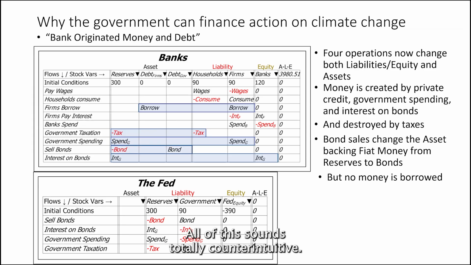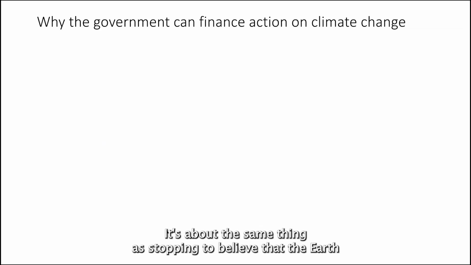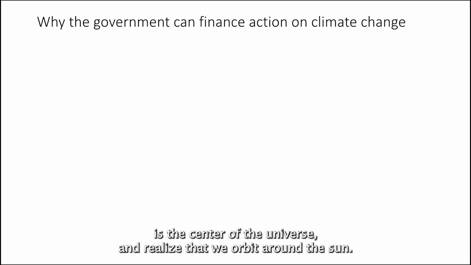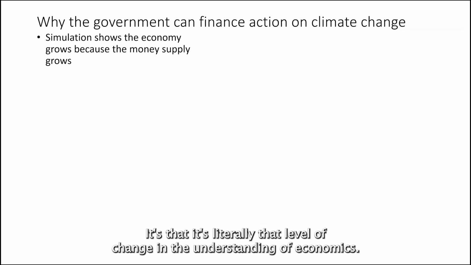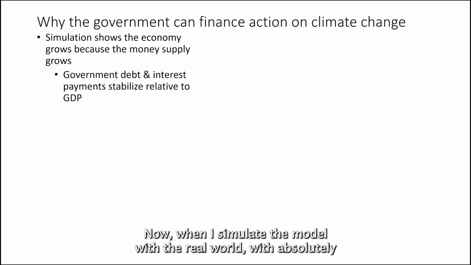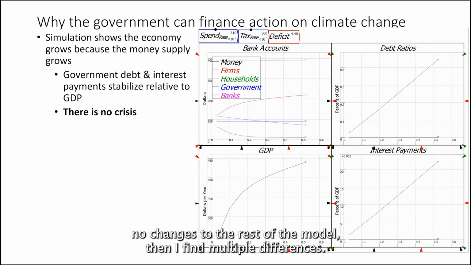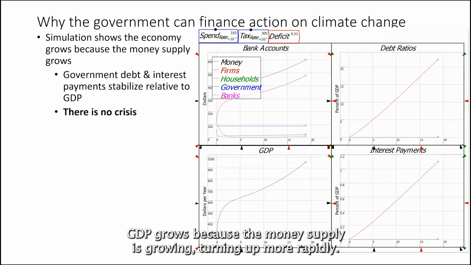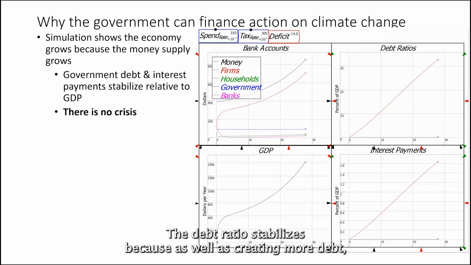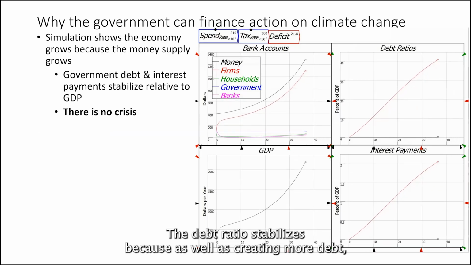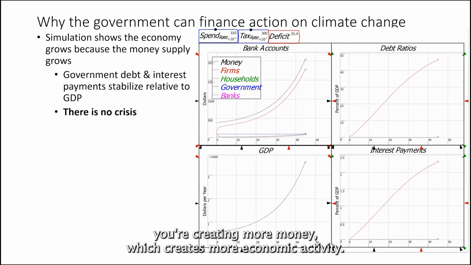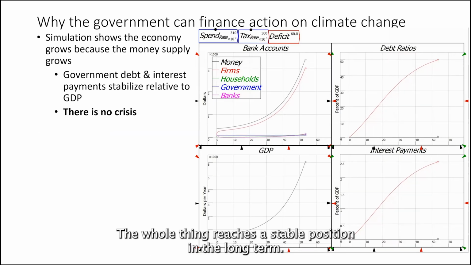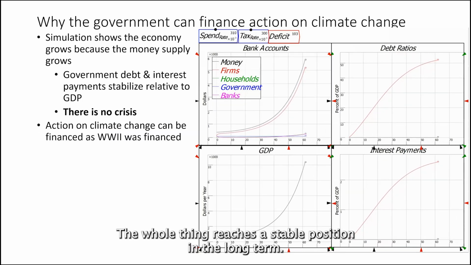All of this sounds totally counterintuitive, and it is. It's about the same thing as stopping to believe that the Earth is the center of the universe and realizing that we orbit around the sun. It's literally that level of change in the understanding of economics. Now, when I simulate the model with the real world with absolutely no changes to the rest of the model, then I find multiple differences. GDP grows because the money supply is growing, turning over more rapidly, and the debt ratio stabilizes because, as well as creating more debt, you're creating more money, which creates more economic activity. The whole thing reaches a stable position in the long term.